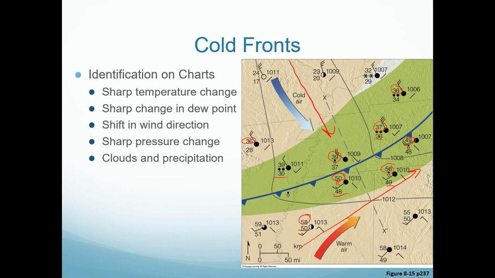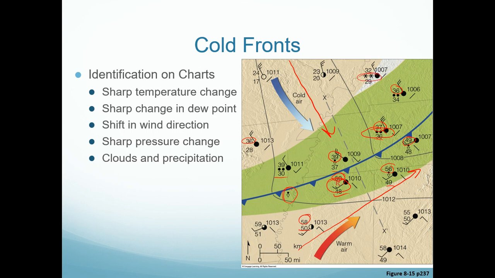Sharp changes in pressure. In this figure, you can look at the pressure. There's not a huge change in pressure, but some. There's a drop in pressure. And then the clouds and precipitation. The green region indicates the region where you can expect lots of rain. And what do we see? Rain showers, thunderstorms, actual rain, and sometimes even snow.